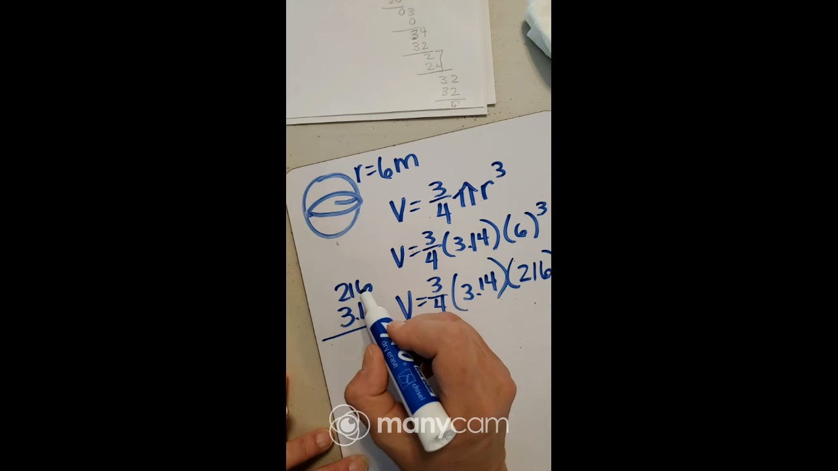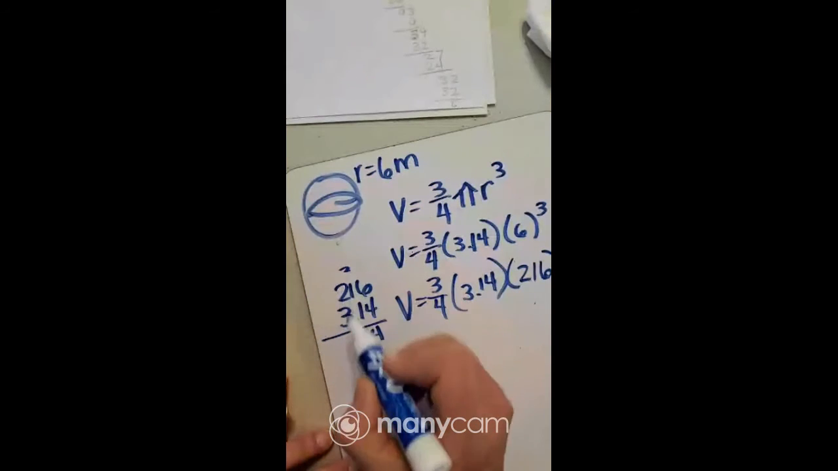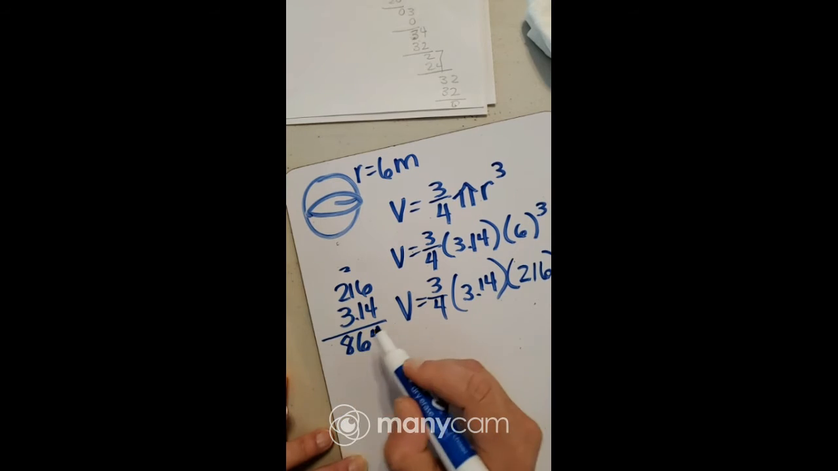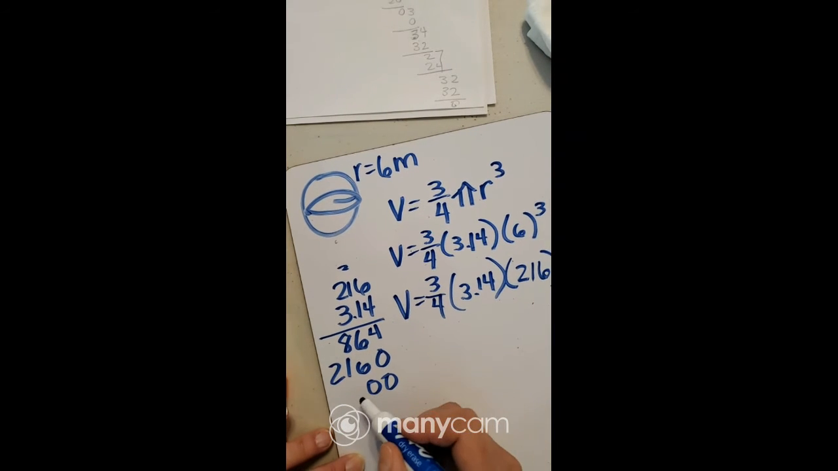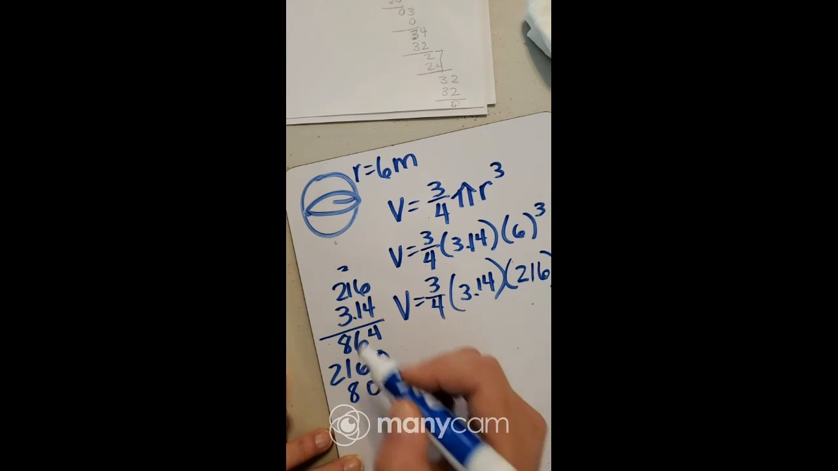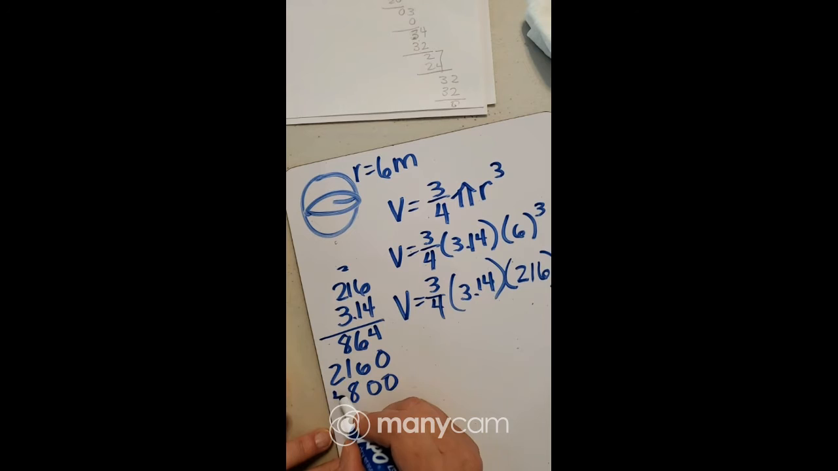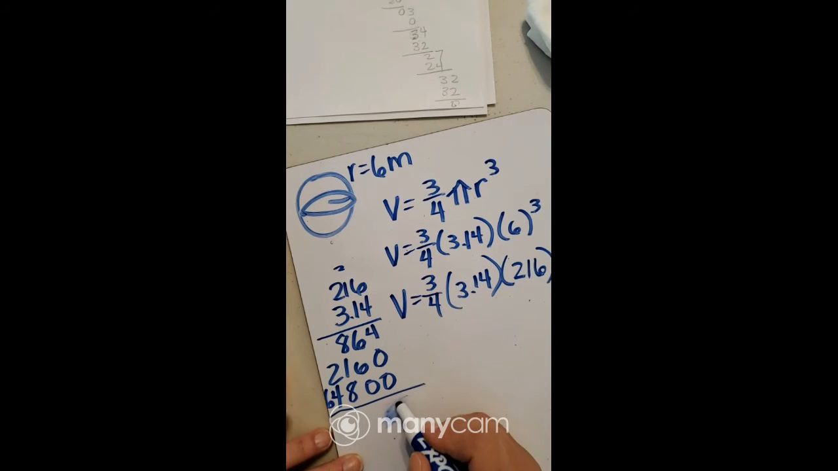4 times 6 is 24. 4 times 1 is 4, 5, 6. 4 times 2 is 8. And I multiply by 1. I need 2 zeros. 3 times 6 is 18. 3 times 1 is 3, plus 1 is 4. 3 times 2 is 6. I have a 4, 12, 8 and 8 is 16, 17, 18, 4, 5, 6, 7, and 6. And I've got 2 decimal places. So 678.24.